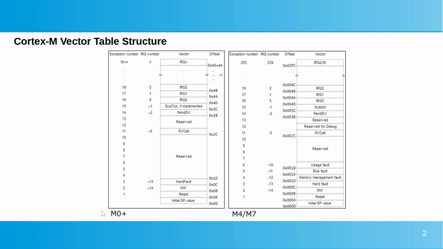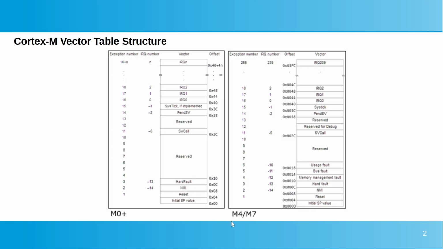For instance, on the Cortex-M0+, we don't have support for the MemManage fault, bus fault, and usage fault. Hence, the corresponding entries within the vector table of an M0+ CPU are reserved. The system timer is optional within an M0+. Hence, if it is not available, then the corresponding entry within our vector table will be reserved.